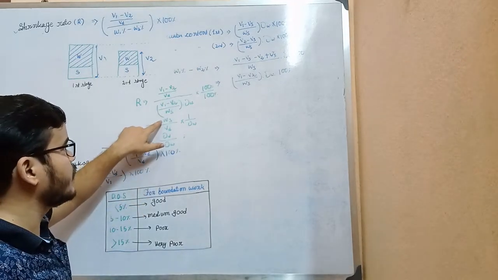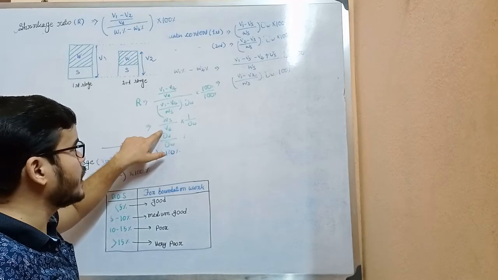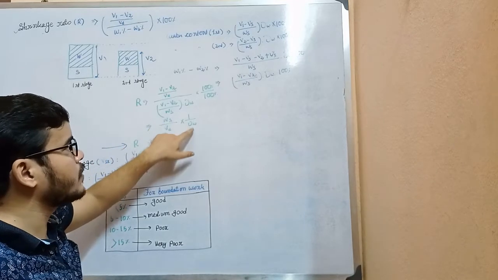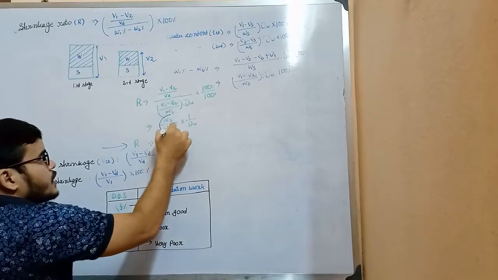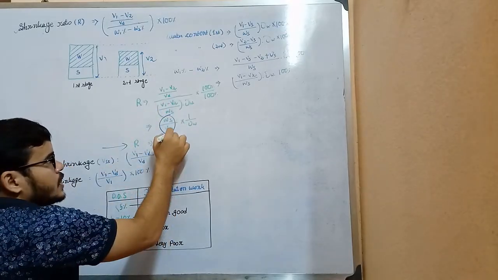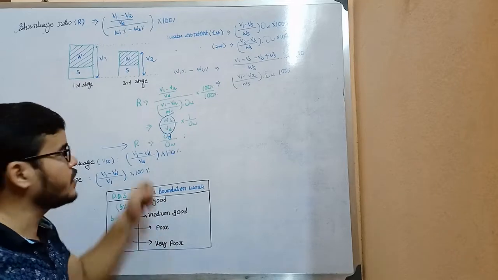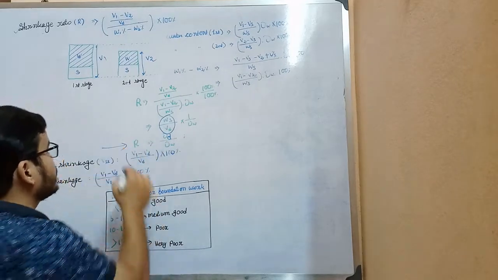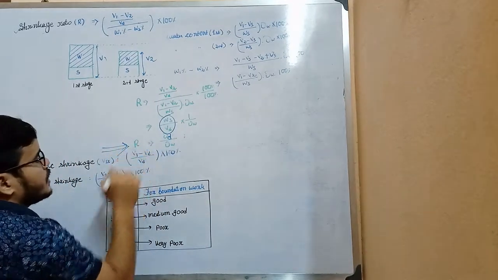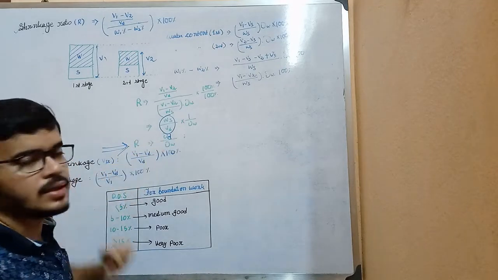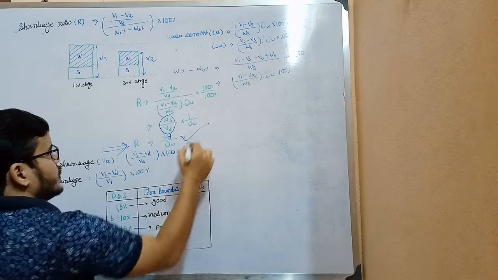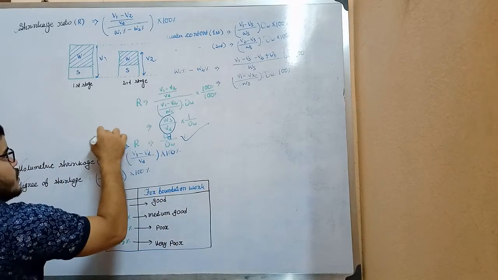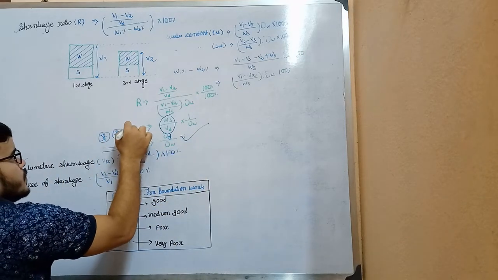Then the V1 minus V2 terms will cancel each other. Then we are getting the value weight of solid by dry volume into 1 by gamma W. Okay, and this weight of solid by volume means dry unit weight, gamma dry. So the value of shrinkage ratio is R equals gamma dry by gamma W. Okay, important formula for competitive exam purpose.